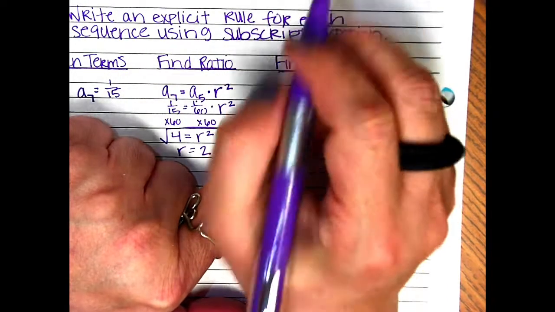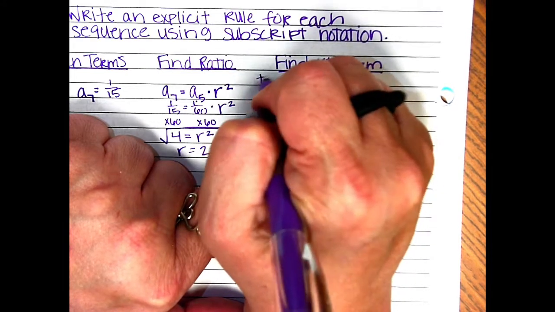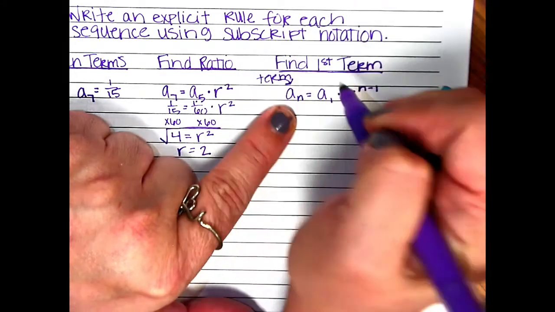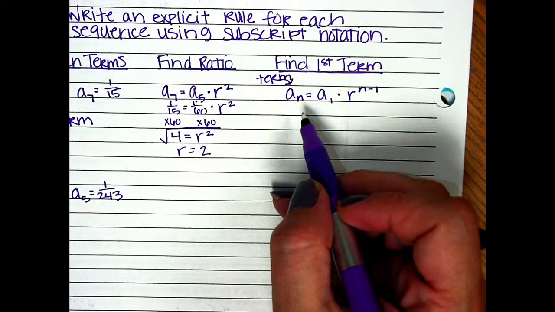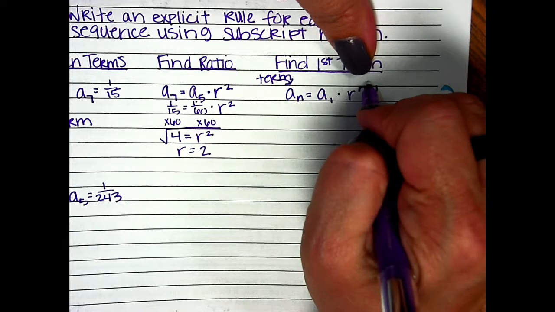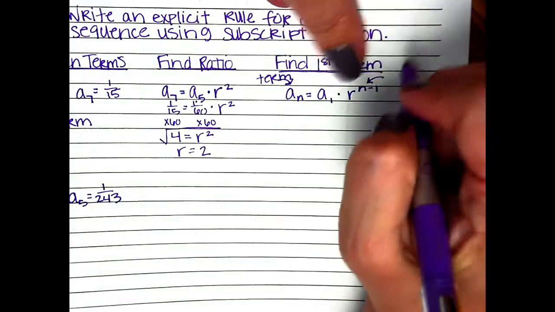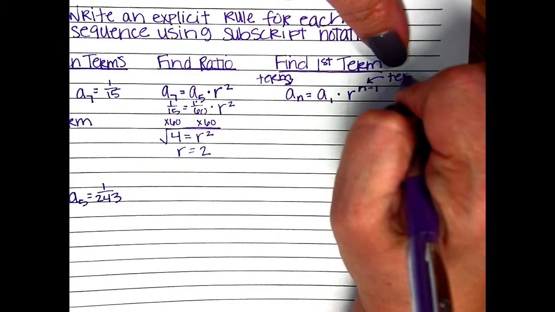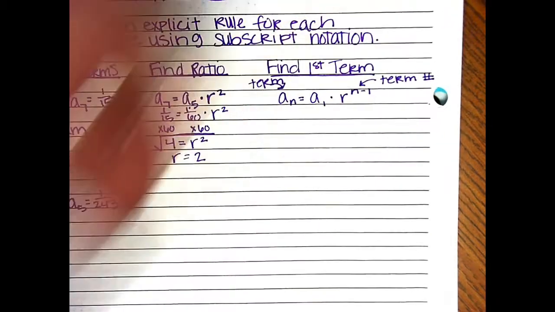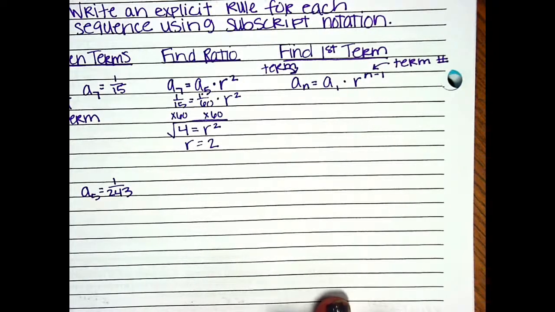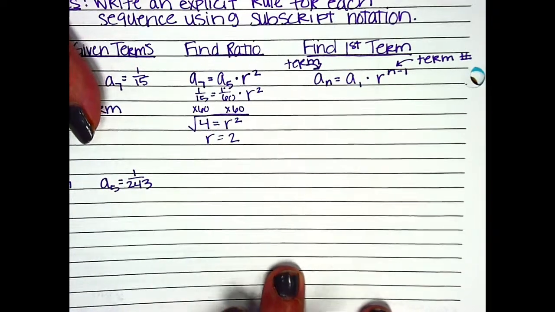A sub n is a term. It's got to be a term in the sequence. So we were given 2 terms, so you can actually pick which one you want. And when you're substituting, this n right here is the term number. And you can use either term that they give you. I'm going to go ahead and just pick the first term, which was 1/60.